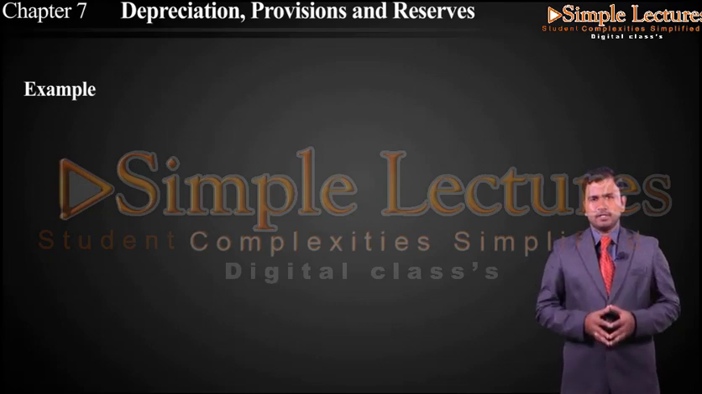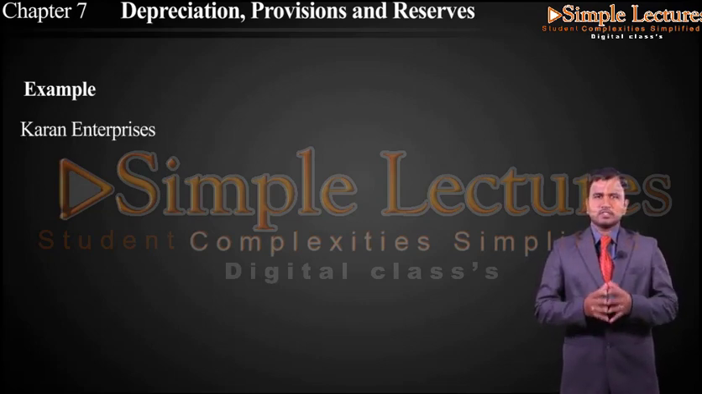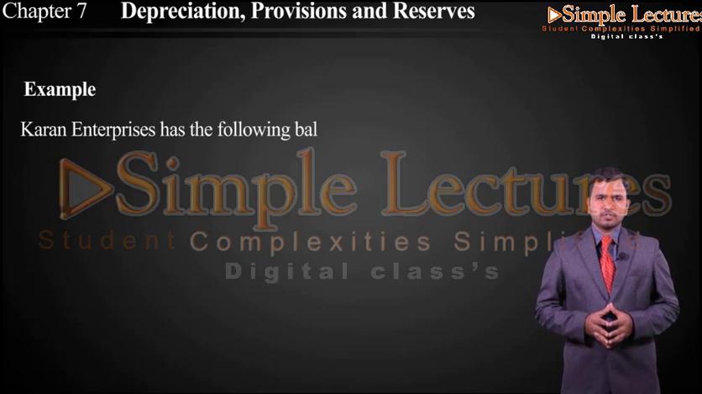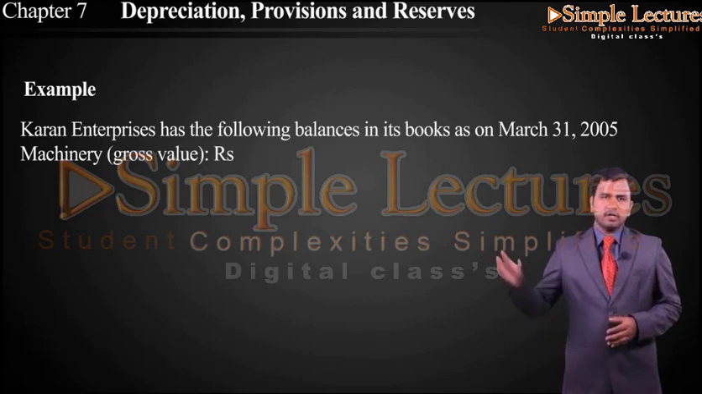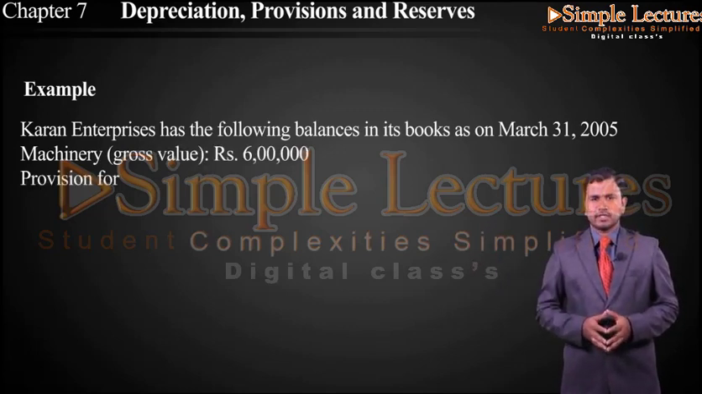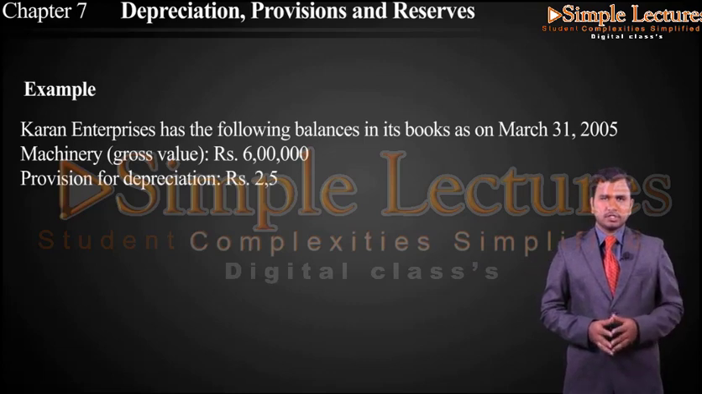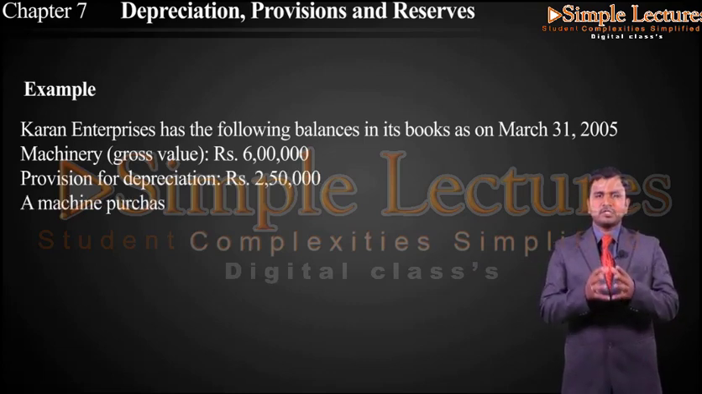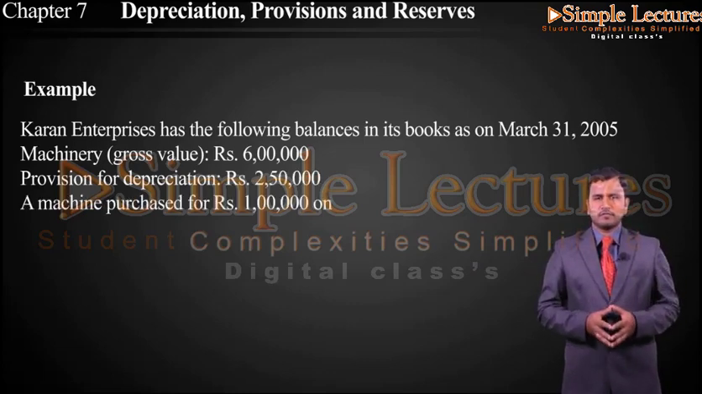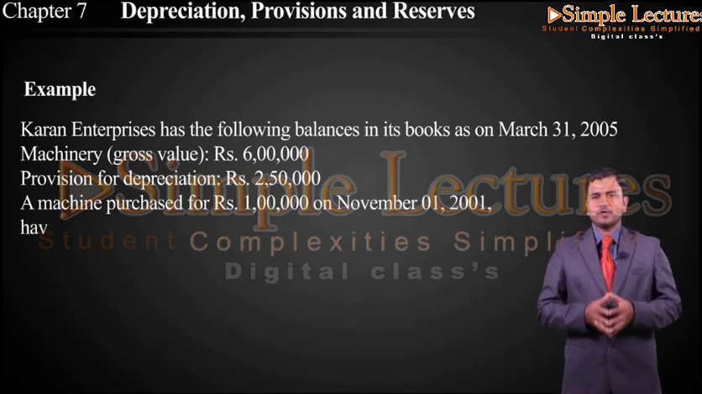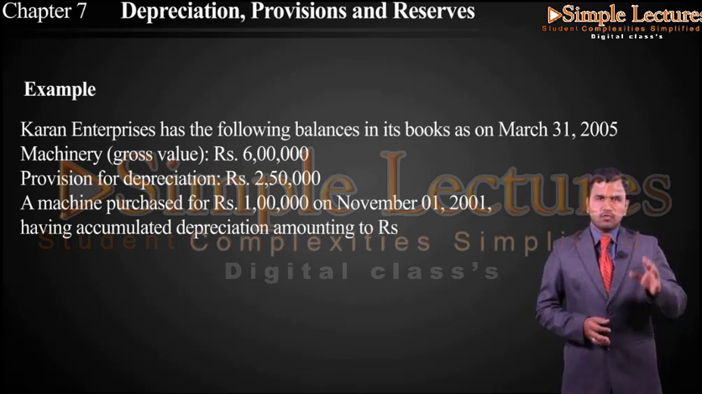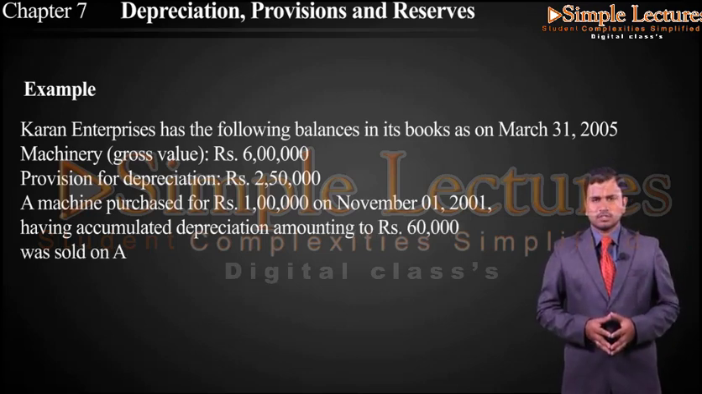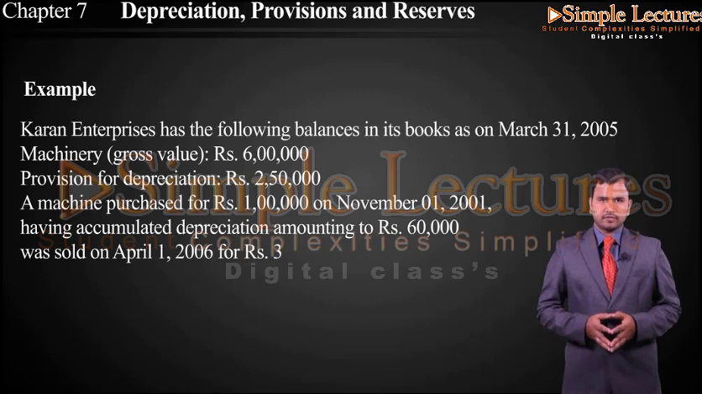For example, Karan Enterprises has the following balances in its books as on March 31st, 2005: machinery gross value 6 lakhs, provision for depreciation 2,50,000. A machine purchased for 1 lakh on November 1st, 2001, having accumulated depreciation amounting to rupees 60,000, was sold on 1st April 2006 for rupees 35,000.